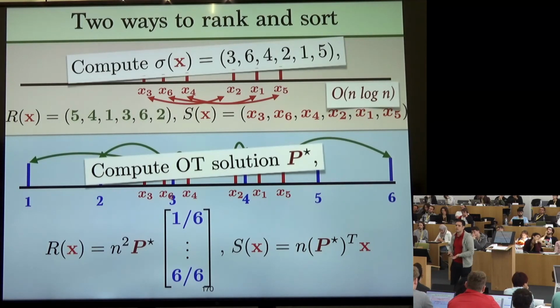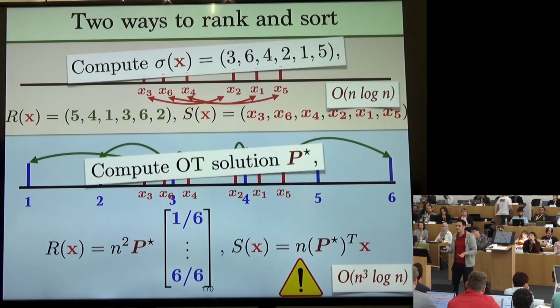However, I think by now you understood that I like optimal transport, but if I wanted to defend it to you, it would be a bit fanatical, right? Here, sorting is just n log n, and I'm proposing a sorting algorithm that is n cubed log n. So that's not very clever.